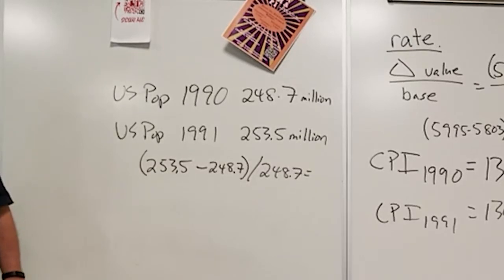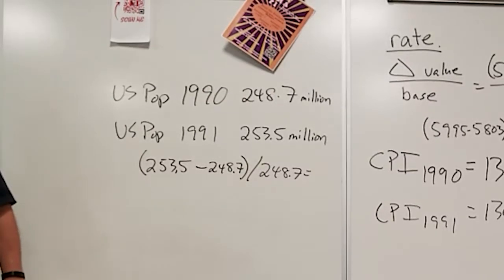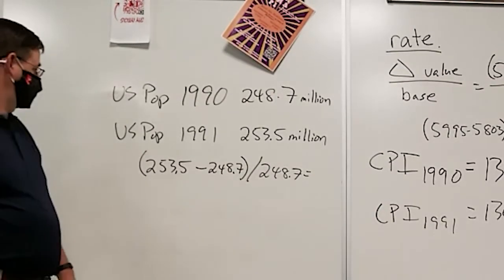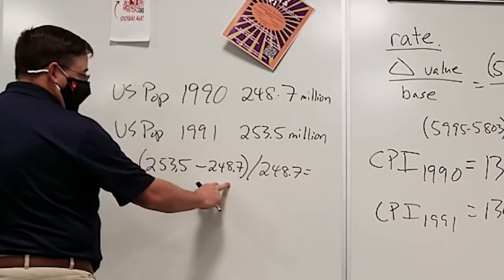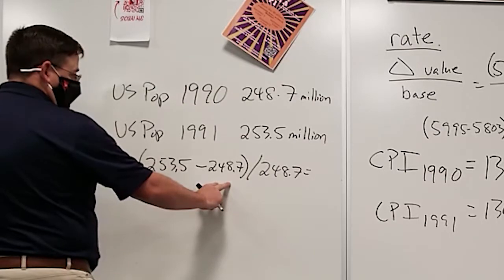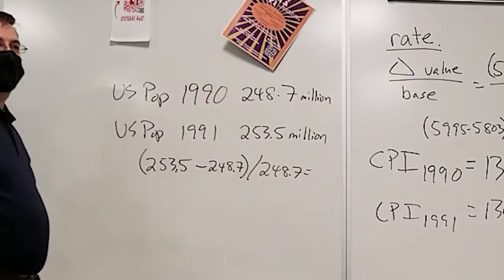I got negative, or tripping? Shouldn't be negative. Yeah, negative 5%, or no, you did something wrong. Try again. I got negative 89%. I don't know. So 253.5 minus 248.7. That should be a positive number, right? Yeah. And then I'm going to divide that number by 248.7 and get a percent.